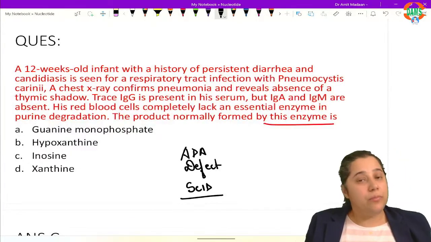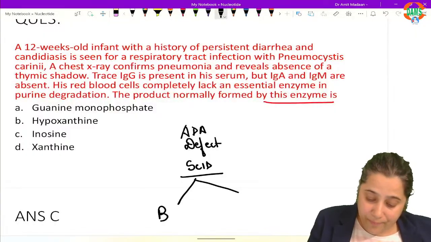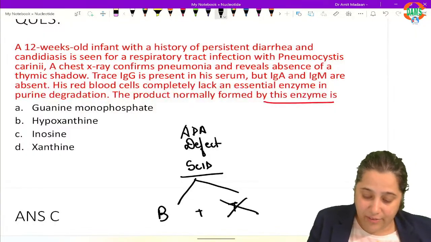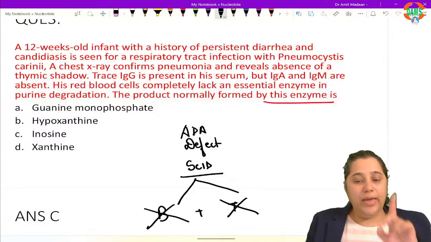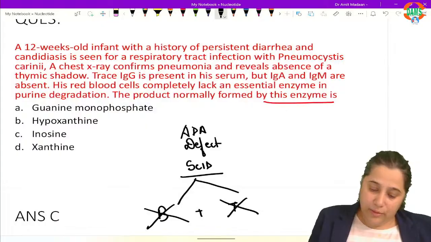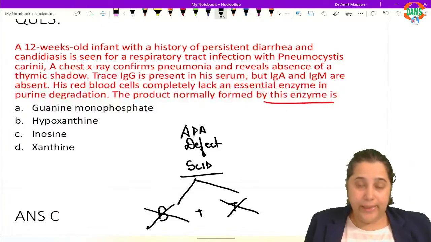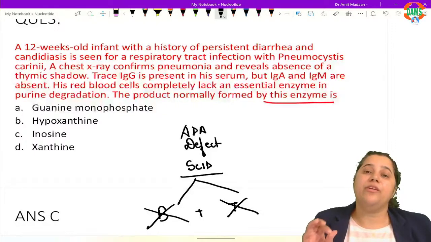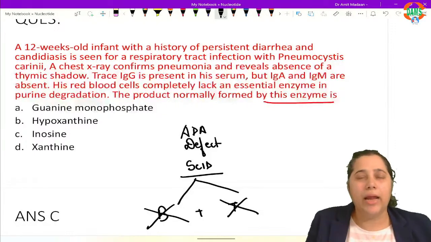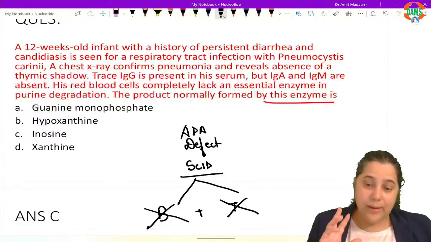In severe combined immunodeficiency, both B and T cells are defective. As a result, what happens? Now, because both B and T are not working, the child will present with severe combined immunodeficiency, and hence the name of the disease.